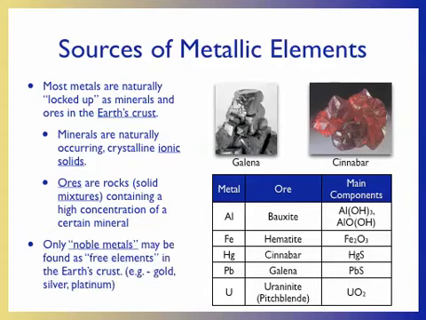It's also important to note that the only elements that you would find as free metals in the Earth's crust are the noble metals. These are the metals that are towards the bottom of the metal activity series, such as gold, silver, platinum, or palladium. These elements are usually found not combined with other elements as an ore and can be mined as free metals from the Earth's crust.